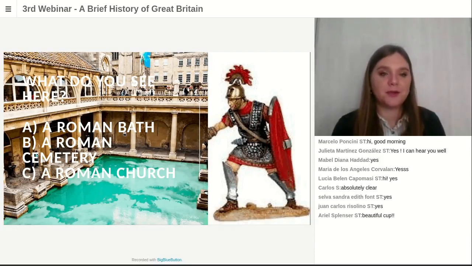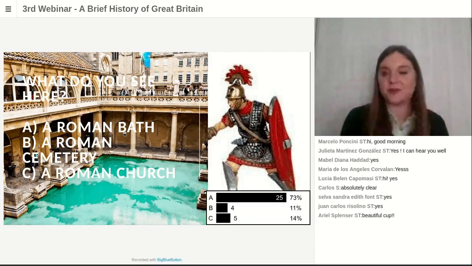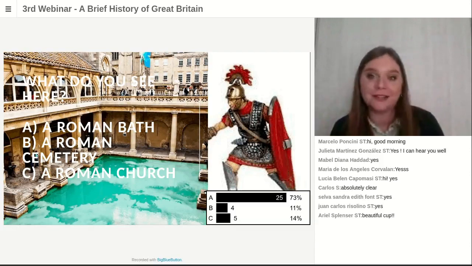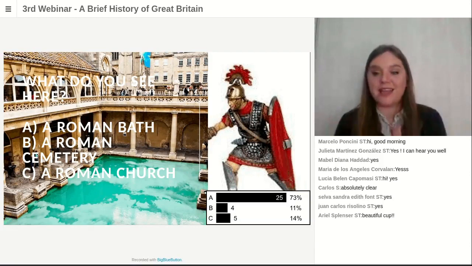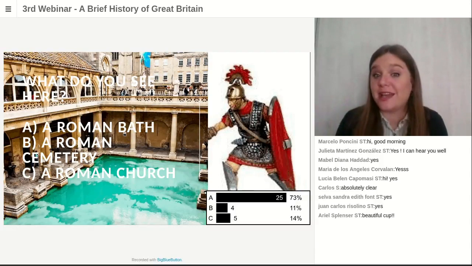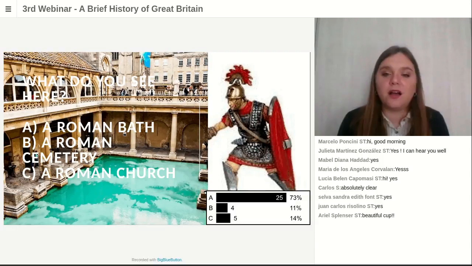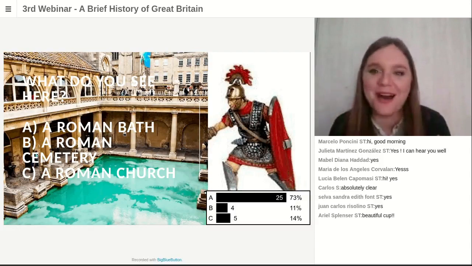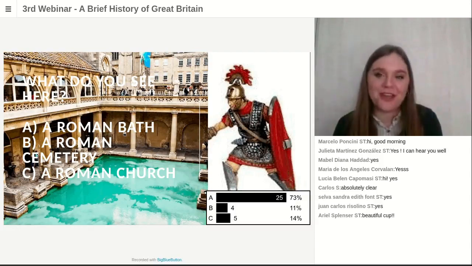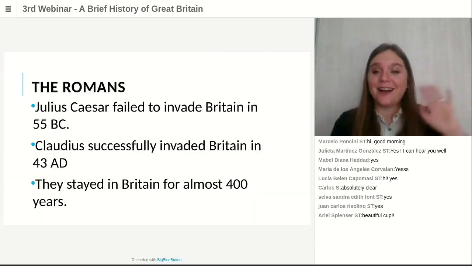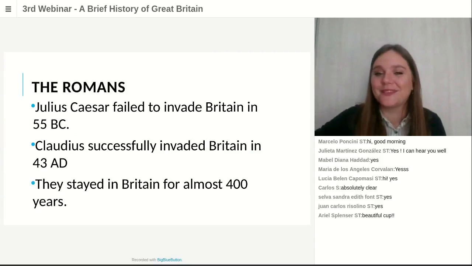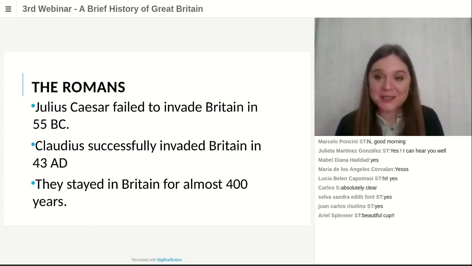Okay, so I'm going to show you the results of the votes for those on the form. Most of you are saying the Roman baths. Some of you said a Roman cemetery, and some people say a Roman church. Well, those are very strange choices, honestly. These are clearly the Roman baths. The Romans were extremely famous for these baths, but we'll get into that in the next slide, because then I start with the ending.